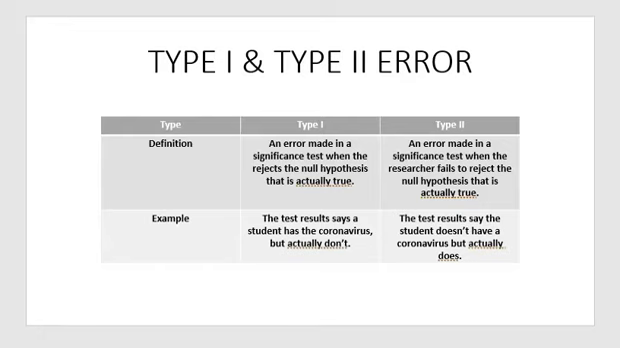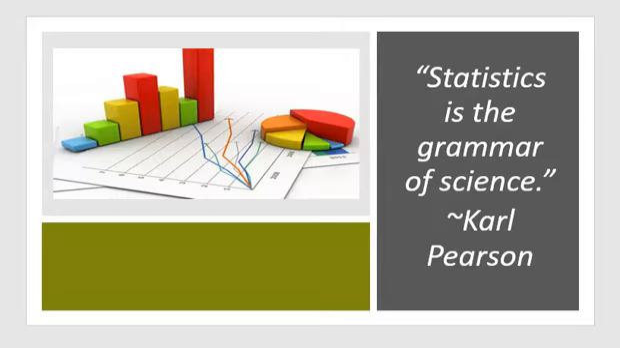On the other hand, the test results could say the student doesn't have the coronavirus when they actually do, which would be a false negative conclusion, a type 2 error. This means the effect was not detected, likely because of statistical power. While statistical error can sometimes be unavoidable, the risks of these types of errors arising can be minimized through careful planning of the study design.